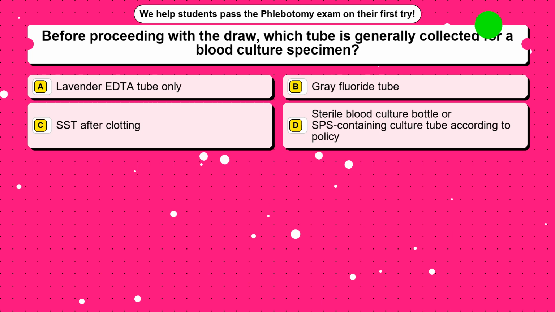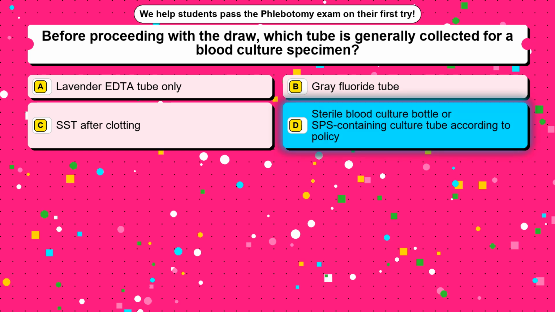Question 52. Before proceeding with the draw, which tube is generally collected for a blood culture specimen? Option A, lavender EDTA tube only. Option B, gray fluoride tube. Option C, SST after clotting. Option D, sterile blood culture bottle or SPS-containing culture tube according to policy. The correct answer is option D, sterile blood culture bottle or SPS-containing culture tube according to policy.